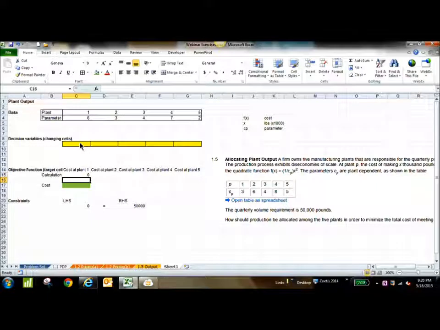Plant 2, plant 3, plant 4, plant 5. So I have my formulas ready. These represent the different costs of each plant. Now this one will be a sum of all the costs.